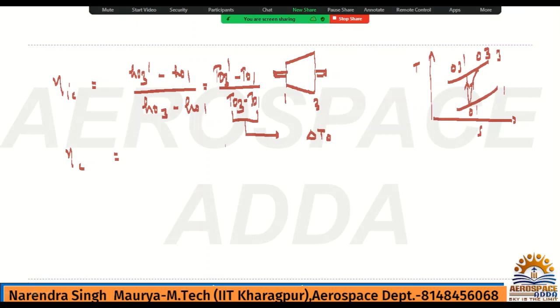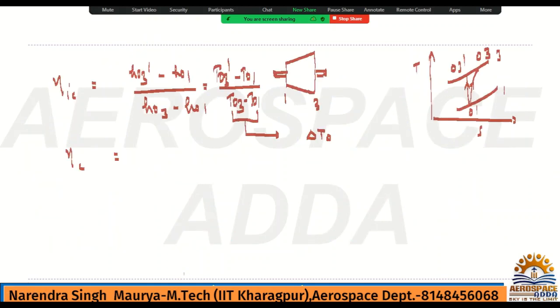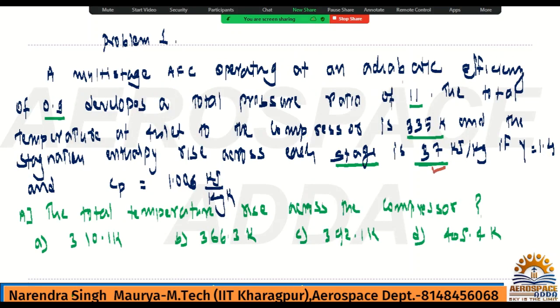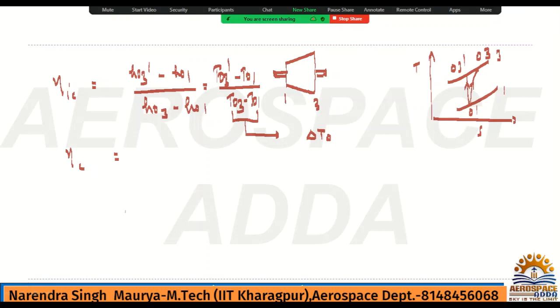Why am I saying overall? Because the efficiency across the stage value has been given to you. If you check here, across the stage they have given the enthalpy. So if you are writing this adiabatic efficiency for the multi-stage axial flow compressor, it means this efficiency is for the complete system. I mean, it is not for one stage or two stages, it is for the complete system. It means it is the efficiency of the compressor. So this T03 minus T01, whatever temperature you are going to write, it is the overall temperature. There should not be any confusion about it.